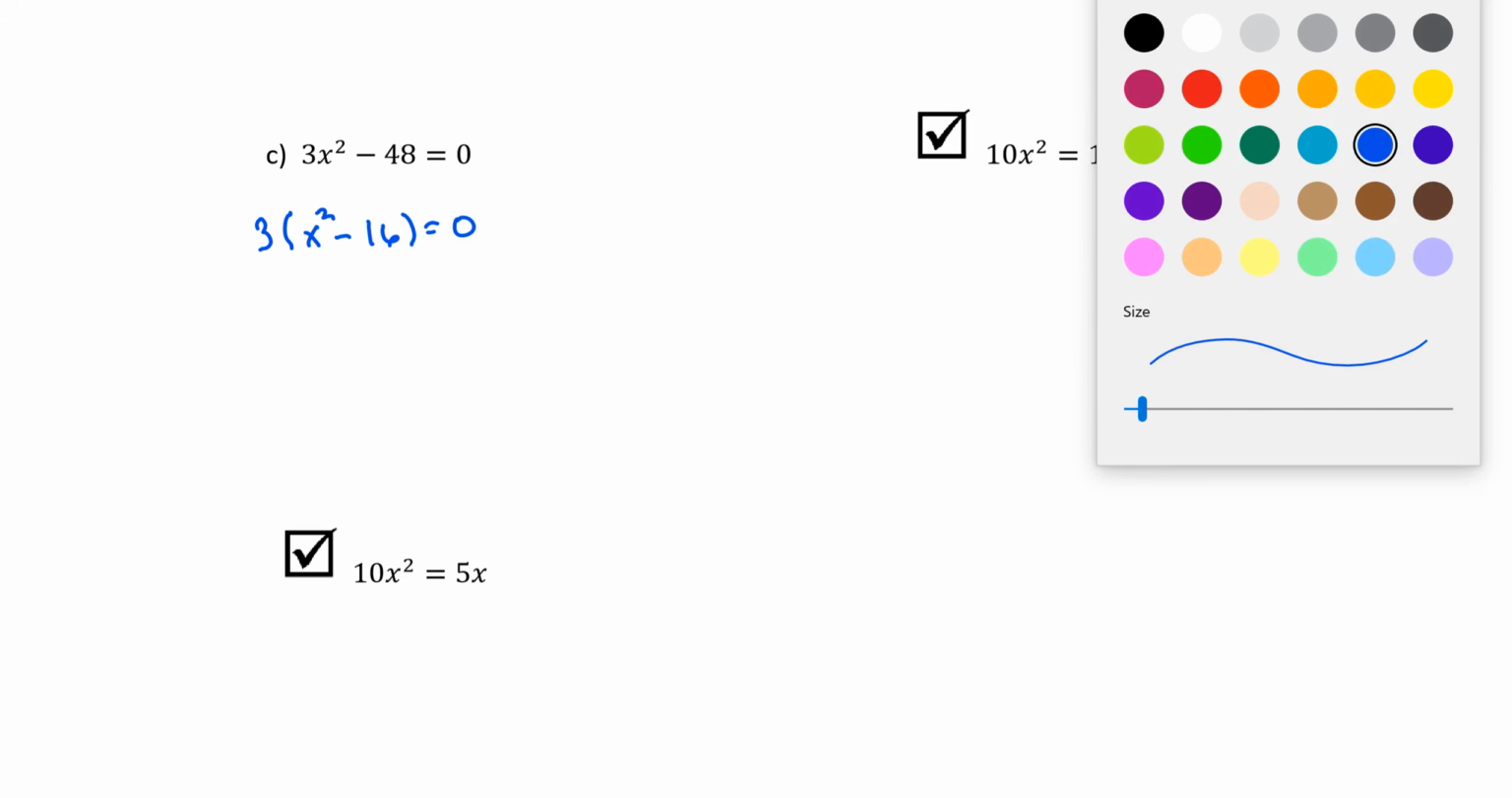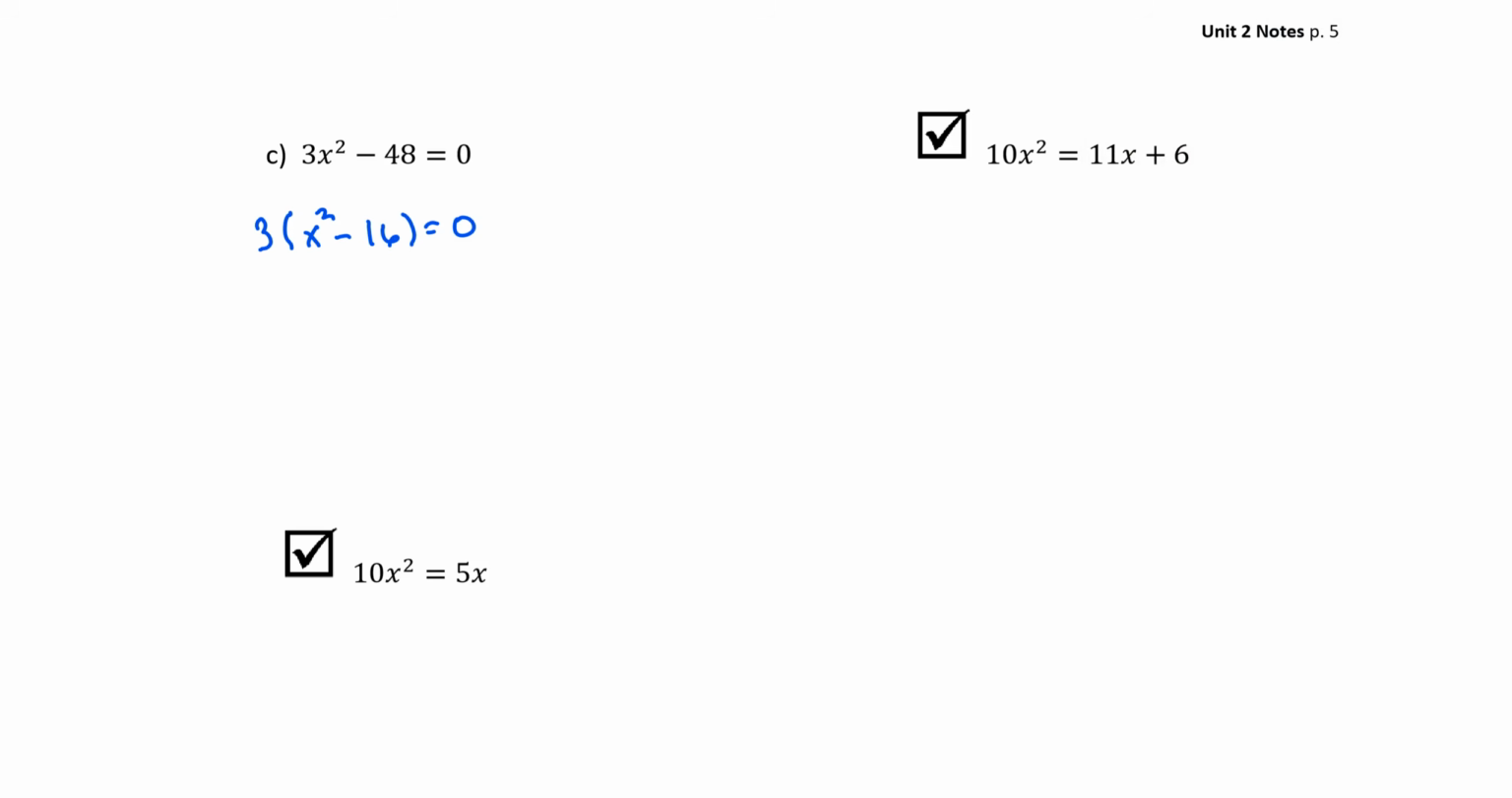So let's review how we factor the difference of two squares. If we have something that's the pattern a squared minus b squared, it factors as a plus b times a minus b. If we have the sum of two squares, by the way, a squared plus b squared, this does not factor. We say that it's prime. So make sure you're paying attention to the difference between those two.